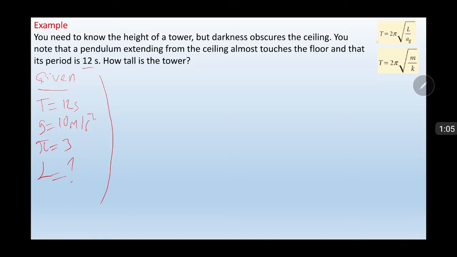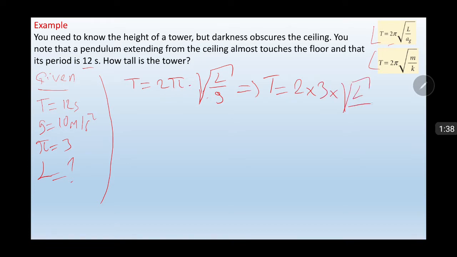Now I wrote the two equations here. Which one will we use? We will find L, so we will use the first one. I am writing T equals 2 pi multiply square root of L over gravity. Now I am writing T, or period, equals 2 multiply 3 multiply square root of L over 10. Gravity equals 10.